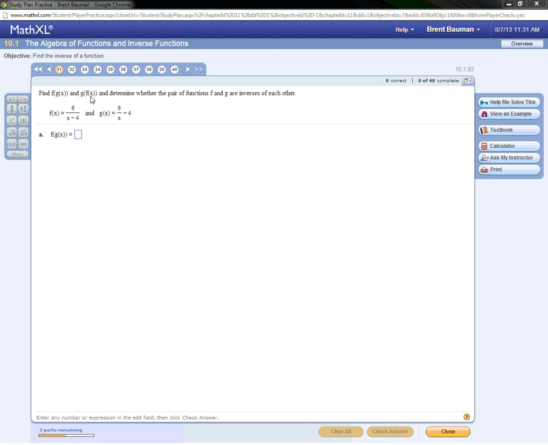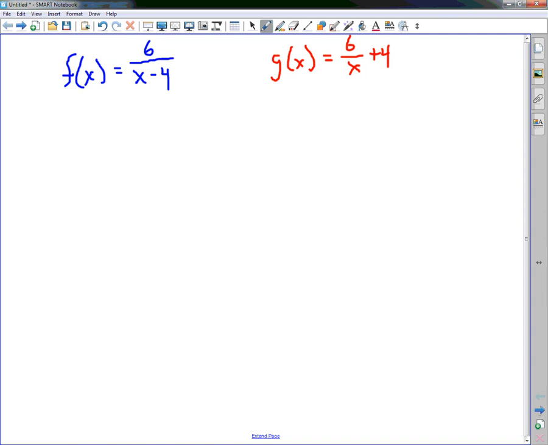What I'm hoping for is that both of these, f of g of x and g of f of x, reduce down to an x. If they reduce down to 3x plus 7 or minus 2, that means they're not inverses. But if they both reduce down to just an x, then we can say that they are inverses of each other. So the first part is to find f of g of x. Let's go ahead and look at how to do that. So part A is we want to find f of g of x.